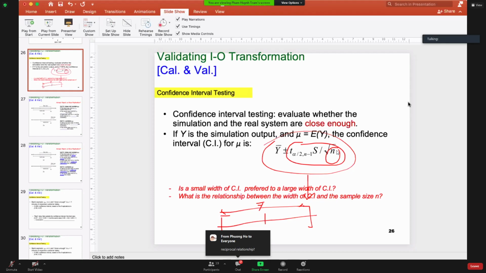Reciprocal relationship. Okay, so it means that if we increase the number of replications, the sample size, like we increase n, then the confidence interval will be smaller. That's right. You see here. Let's look at it again.